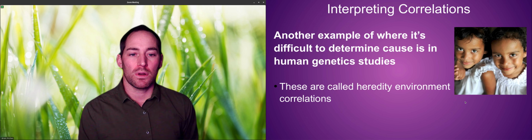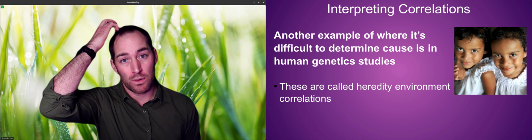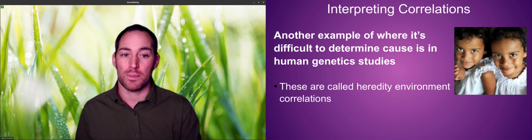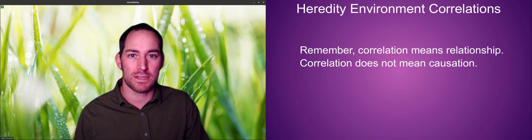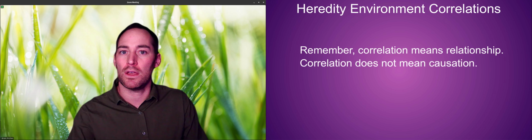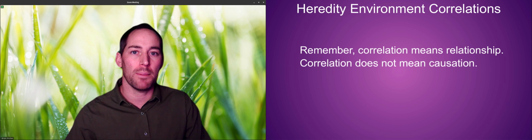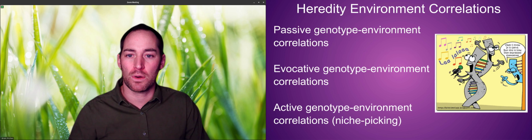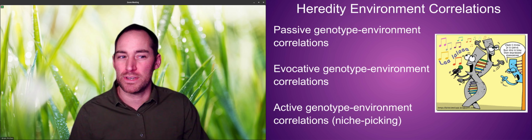These next few are called heredity-environment correlations, a relationship between genetics and your environment. So remember, correlation means relationship. It doesn't mean causation. Correlation means an association between some variables. There are a couple different types of heredity and environment correlations: passive genotype-environment correlation, evocative, and active genotype-environment correlation, also called niche picking.